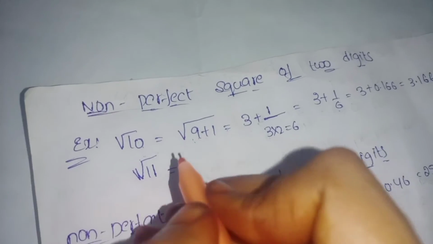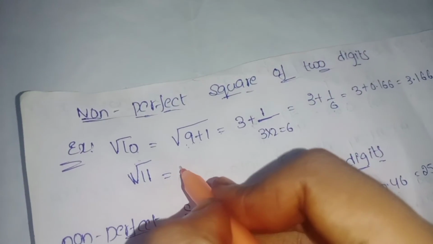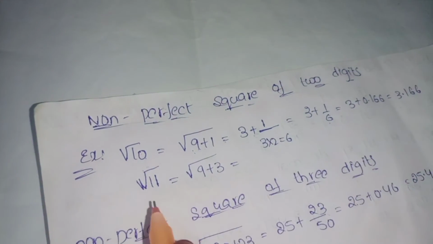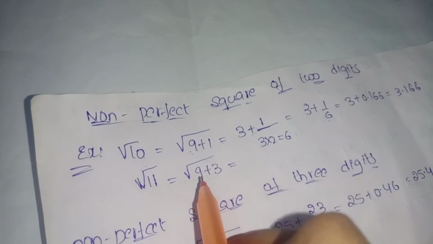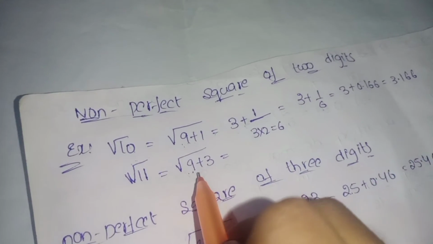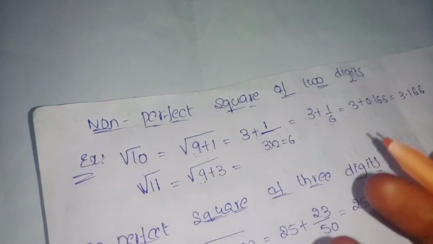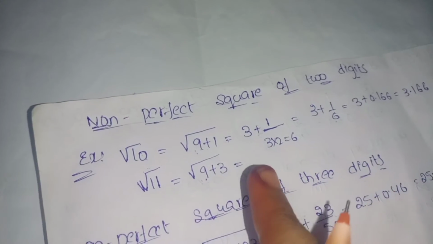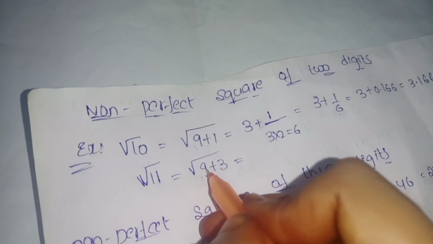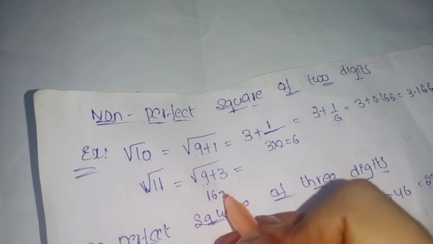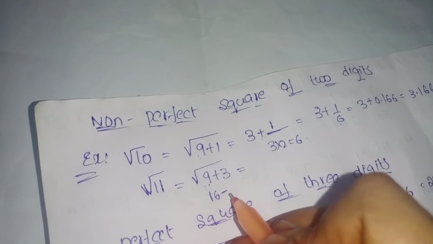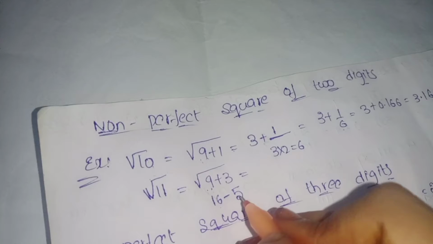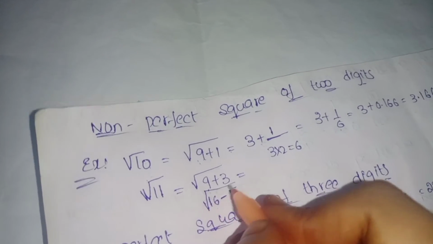Root 11. Root 11 is also a non-perfect square. For root 11, what do we do? First we could write 9 plus 2, because the nearest perfect square is 9. If we write 16, yes, 16 is also a perfect square, but then we have to do subtraction. 16 minus how much gives 11? If I subtract 5 from 16, I am getting 11.